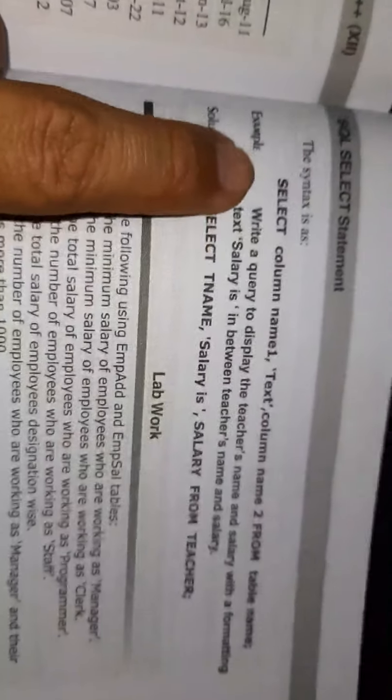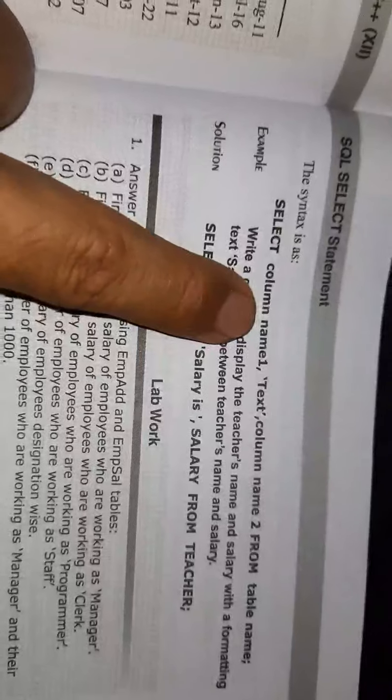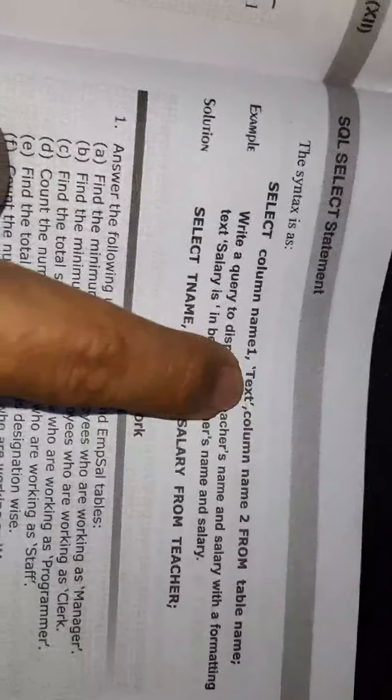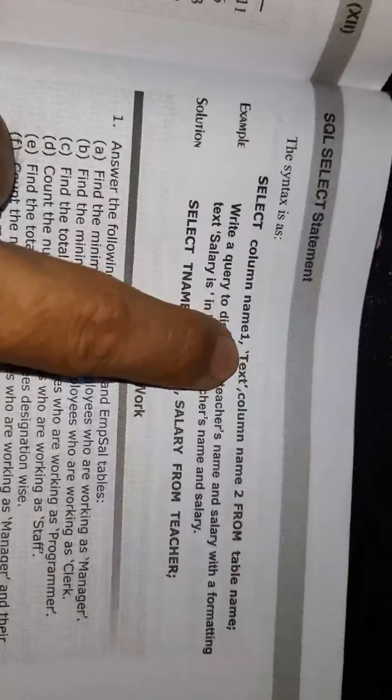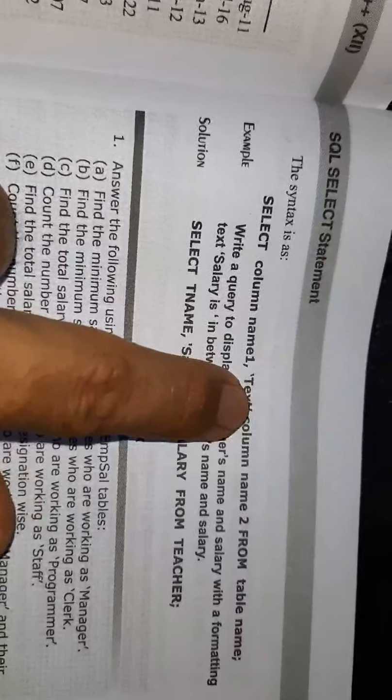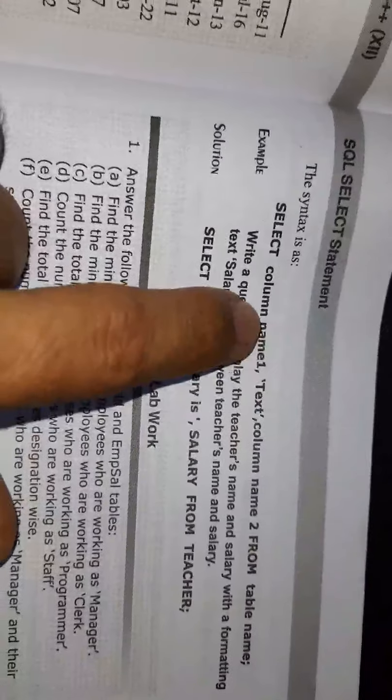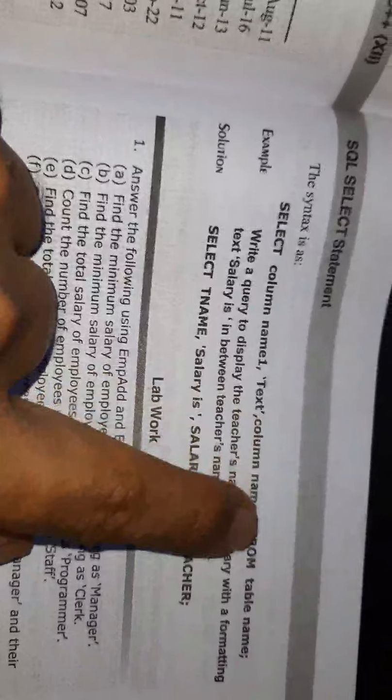As you can see the syntax: SELECT column name, comma, text. The textual content, that means the string contents, is enclosed within single quotes, and then you can have as many columns as you want from which table.